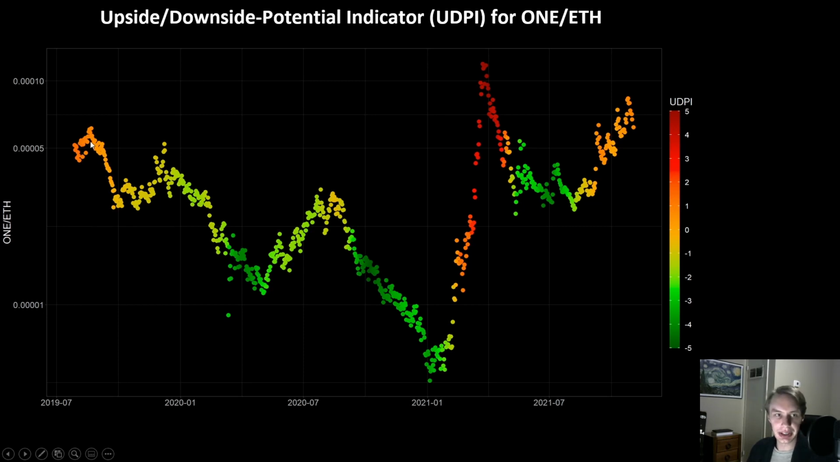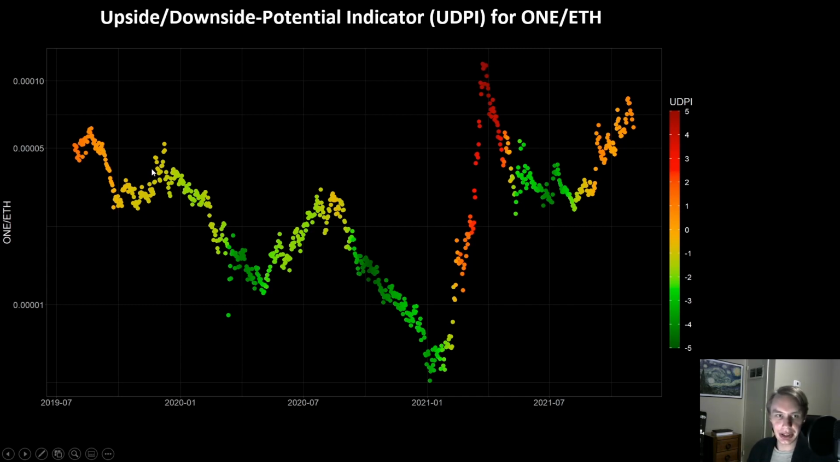But what you can see is that this gives us an indication of relative performance. So when one is in a downtrend against Ethereum, that means that Ethereum is outperforming one in those moments. And when one is in an uptrend relative to Ethereum in a given moment, that suggests that one is outperforming Ethereum.